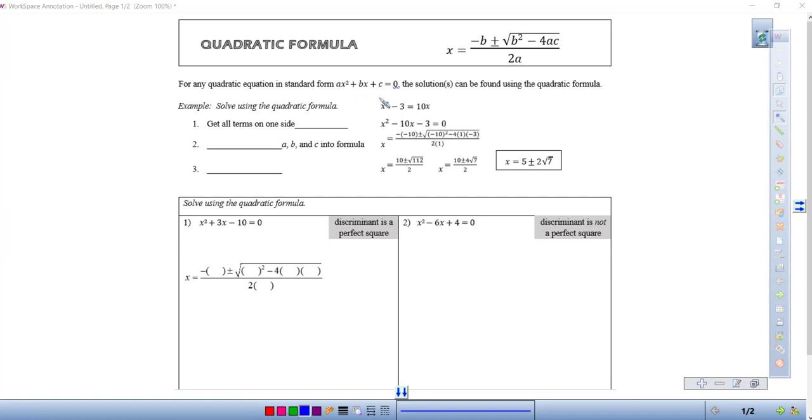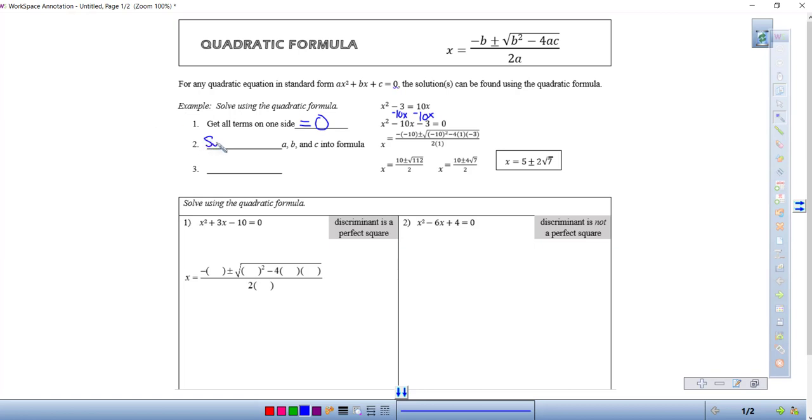Remember, this is standard form, and we need it to equal 0. So all terms have to be on the same side. In this example, it's equal to 10x, so we have to do minus 10x on both sides. And it becomes x squared minus 10x minus 3 equals 0. It has to equal 0 just like when we factored. It can't equal anything else.